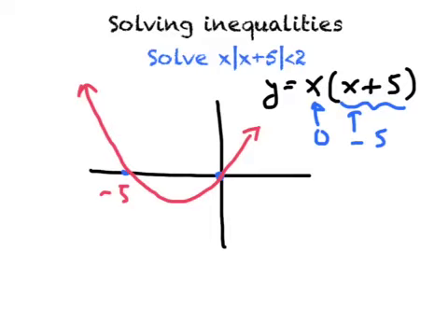The other thing that you should know is that the vertex, or the axis of symmetry of a parabola, is halfway in between the roots. If we take the average of the two roots, minus 5 and 0, we get minus 5 halves. So the axis of symmetry is at minus 5 halves, and that means that this point on the parabola is a minimum.